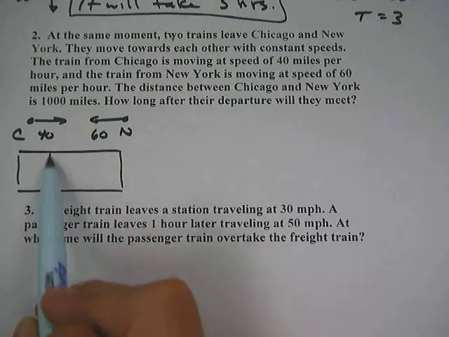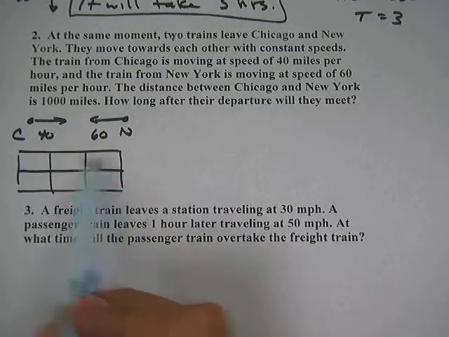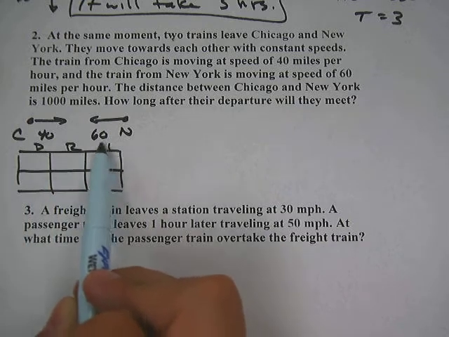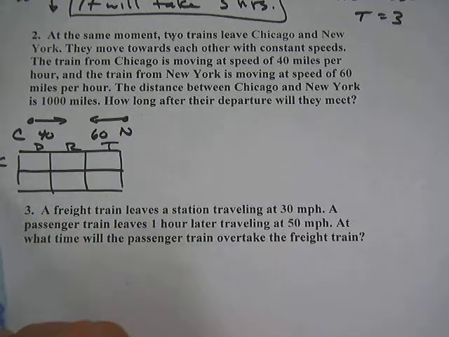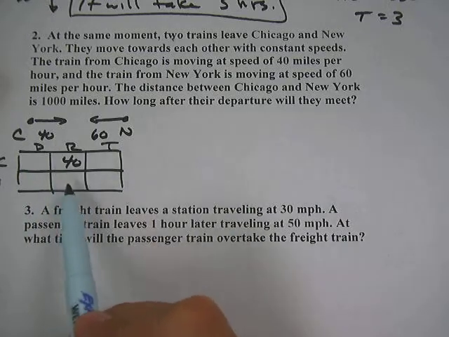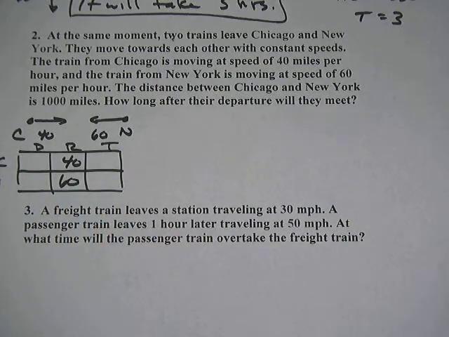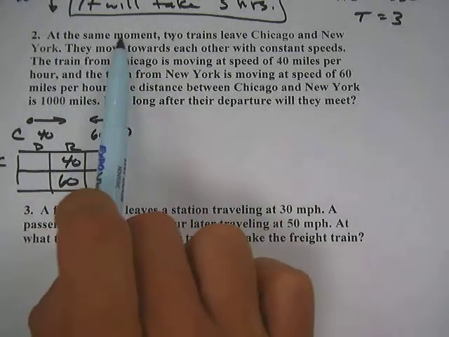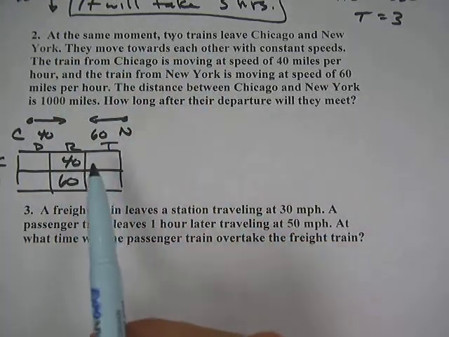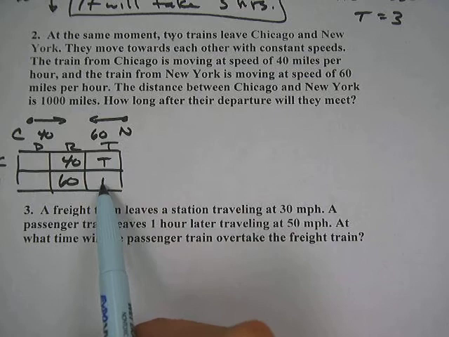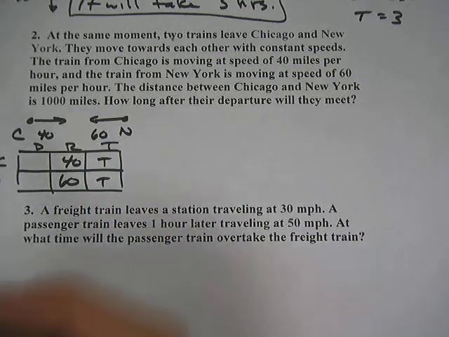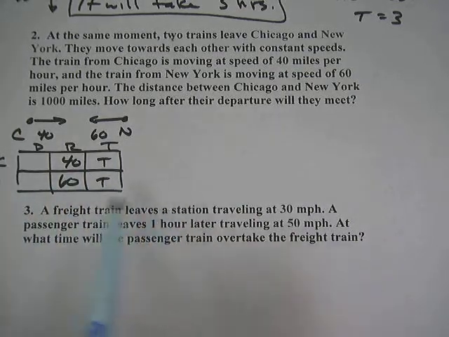So again, I'm going to just create a little chart. This is my distance, rate, time. We'll say this is the one from Chicago, this is one from New York. So I know some rates. This one's 40, this one's 60. And it says at the same moment. So that means the time they're traveling is equal.